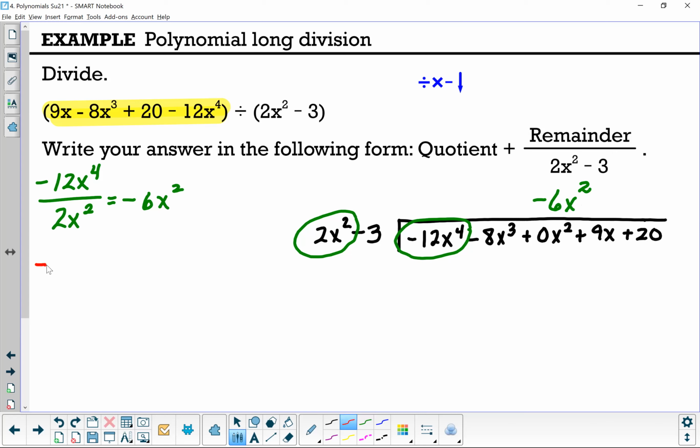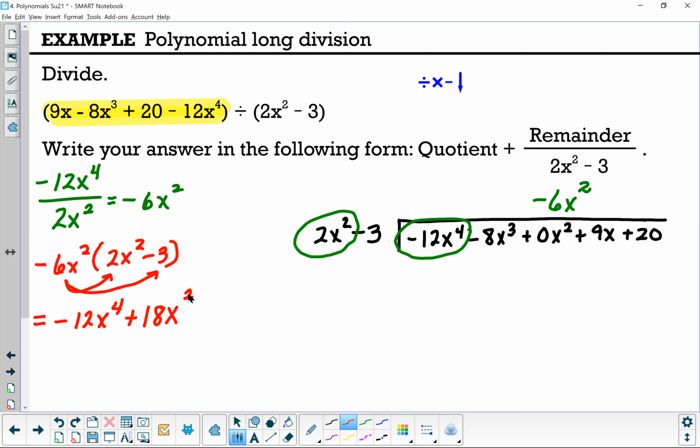Multiply the negative 6x squared to your divisor, 2x squared minus 3. So that equals negative 12x to the fourth plus 18x squared. Now notice how I'm going to place my terms by like terms. Minus 12x to the fourth here, and then plus 18x squared with its like term underneath the other x squared term.